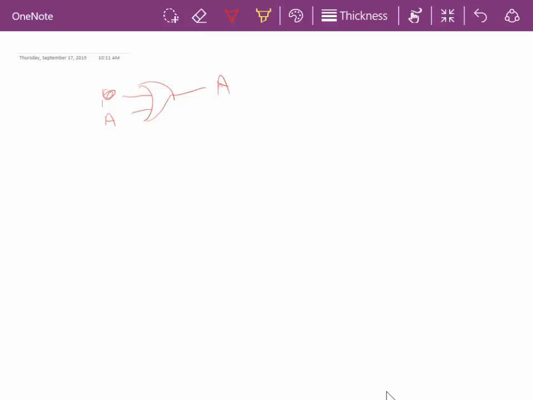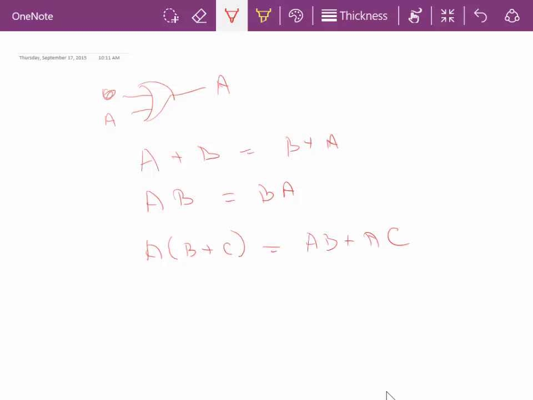The first rule simply says that A plus B is equal to B plus A. A times B is equal to B times A. And I'm using the and in plus here. That's the Boolean and in plus, not the algebraic math and in plus. It's the logic and in plus. Now the other one is A(B plus C) is equal to AB plus AC.